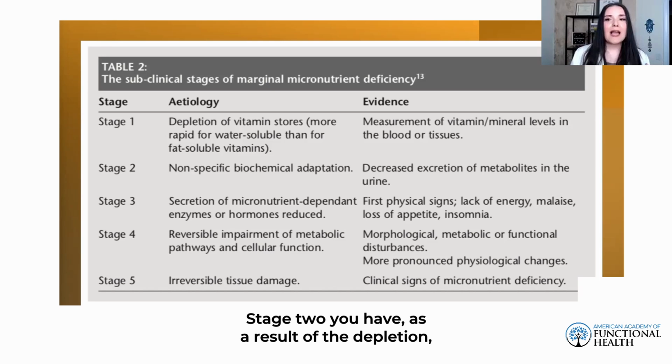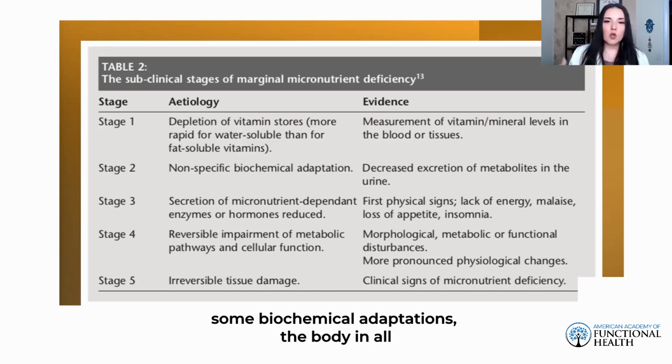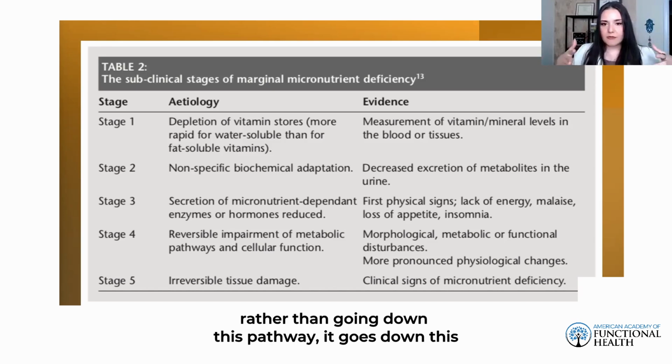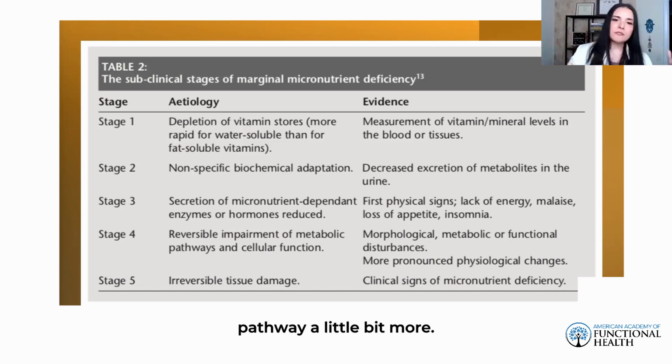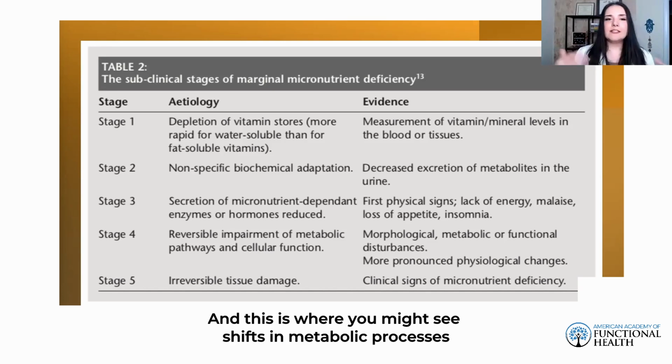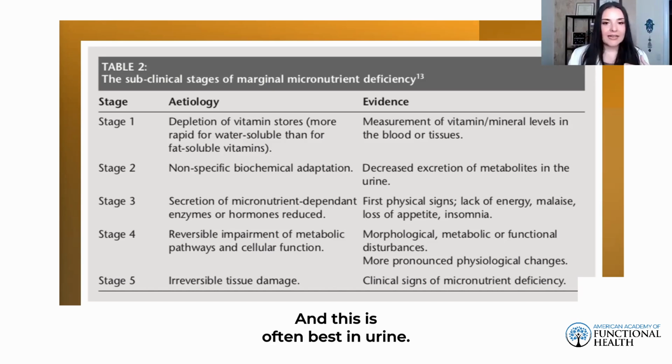Stage 2, you have, as a result of the depletion, some biochemical adaptations. The body, in all its infinite wisdom, rather than going down this pathway, goes down this pathway a little bit more. And this is where you might see shifts in metabolic processes and therefore the metabolites. And this is often best in urine.